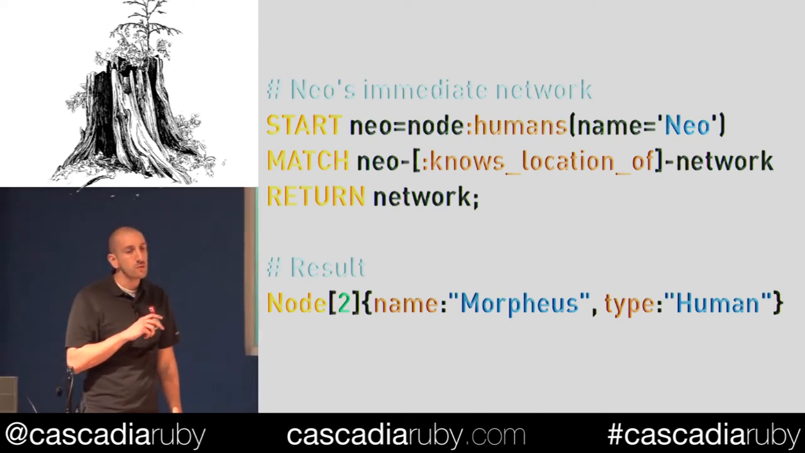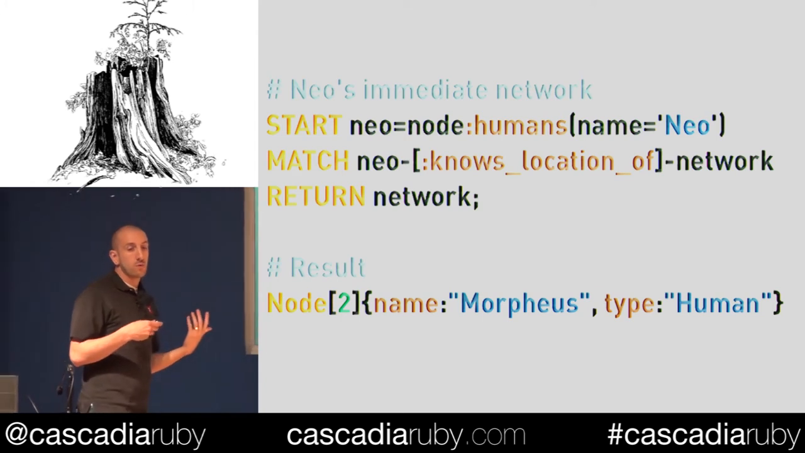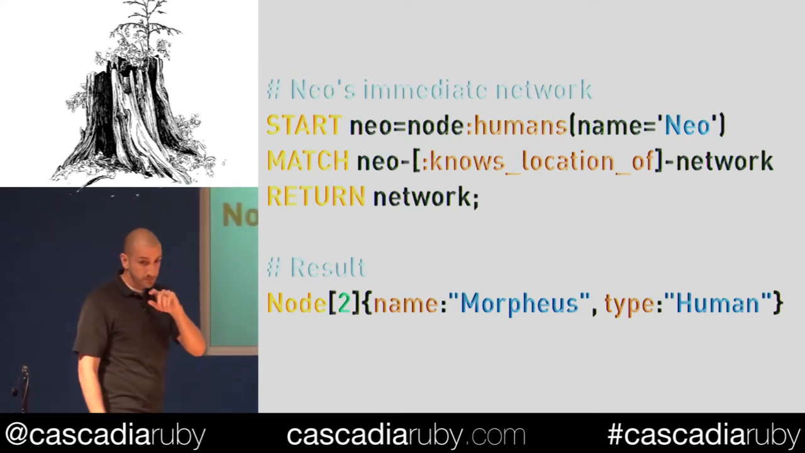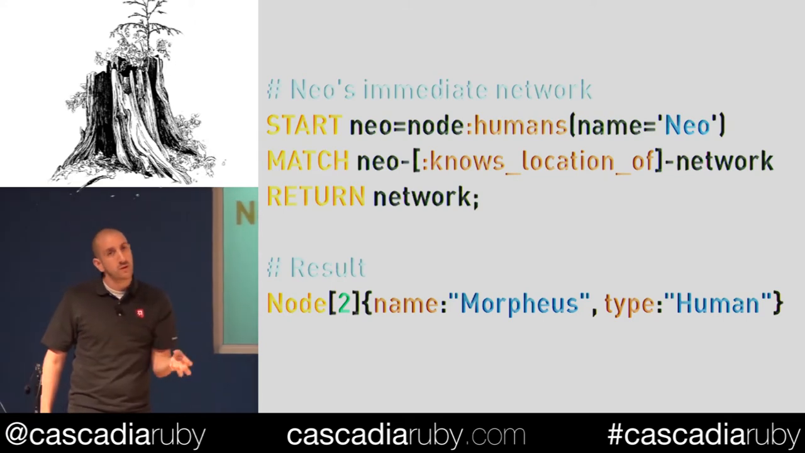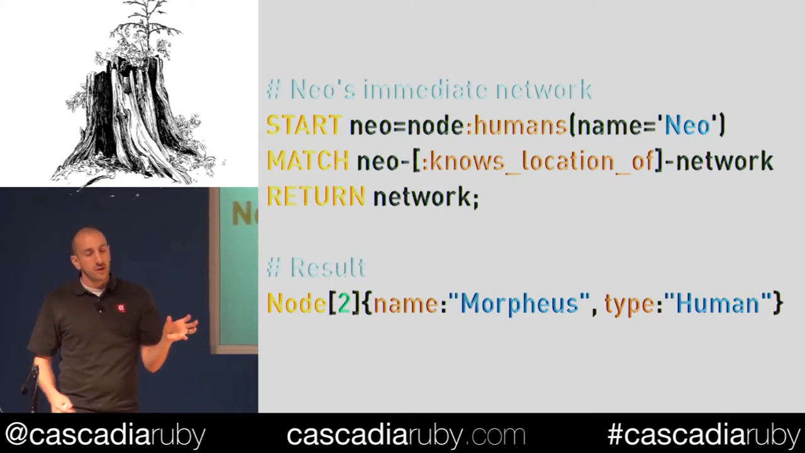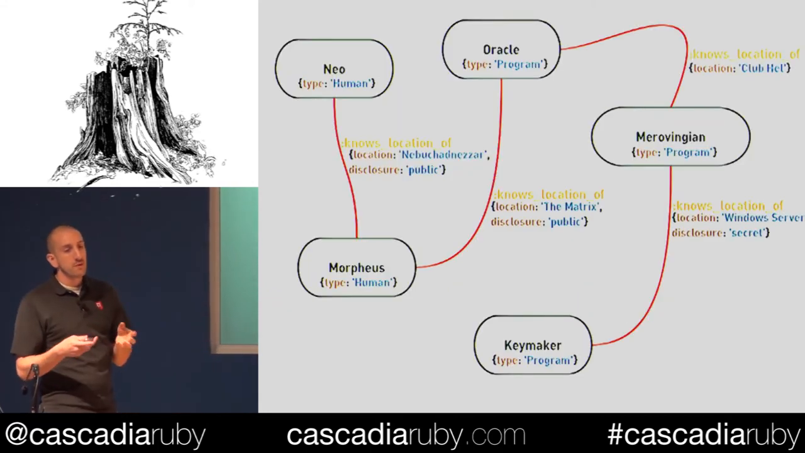So to query what we just created, we want to know Neo's immediate network, basically his first degree network. You have to start with a node, remember? And then you say, I want to match everybody who is Neo's immediate network. And then it will return Morpheus, because if you remember, that's it.